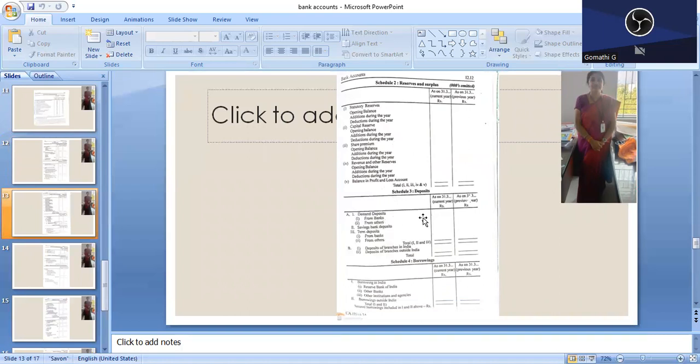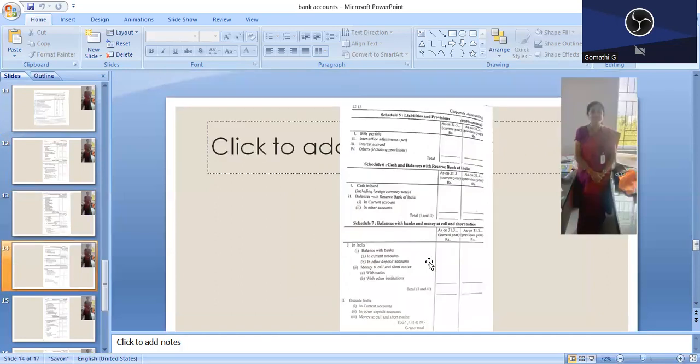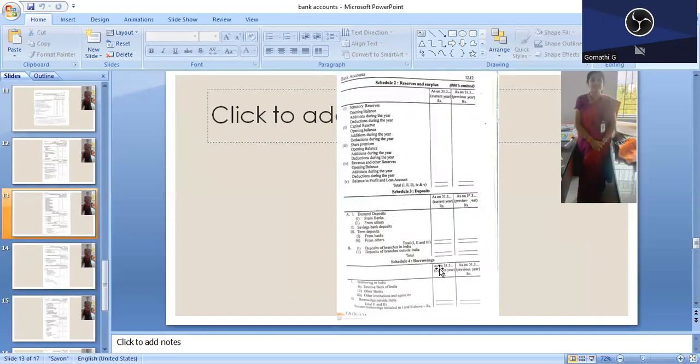Next one, schedule number 3, deposits. First one is demand deposits from banks, from others, savings bank deposits, term deposits from banks, from others. Next one is deposits of branches in India, deposits of branches outside India. Next, fourth one is borrowings in India, that is RBI, other banks and other institutional agencies. Borrowings outside India.